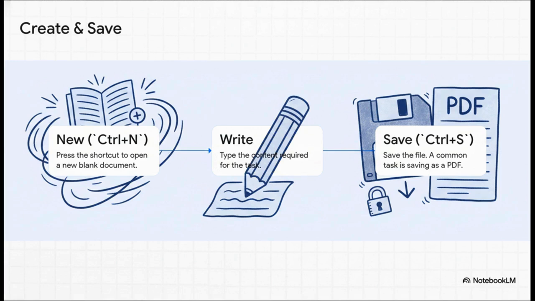But wait, here's a huge exam tip, so listen closely. You will almost certainly be asked to save your file as a PDF. So when that Save window pops up, you need to know exactly where to click to change the file type. Getting that right is an easy, guaranteed point on your score sheet.